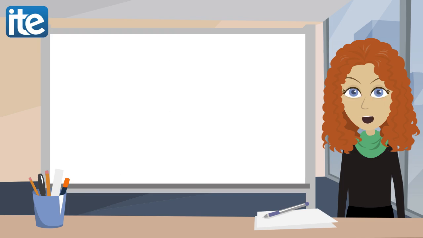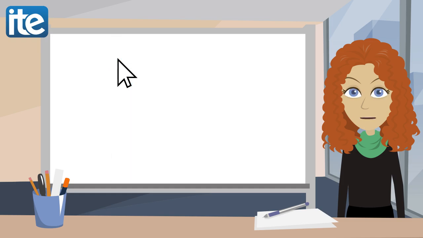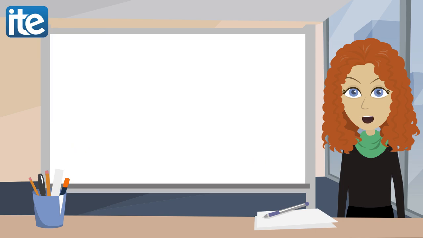Now we will cover the removal and erasing of files and folders. Select the file or folder you want to erase with a single left click. Then, right-click that item and select Delete. Please note that when you delete a file or folder, it goes to the recycle or trash bin of your computer. This does not mean it is gone forever. To permanently delete a file or folder, you must empty your bin.